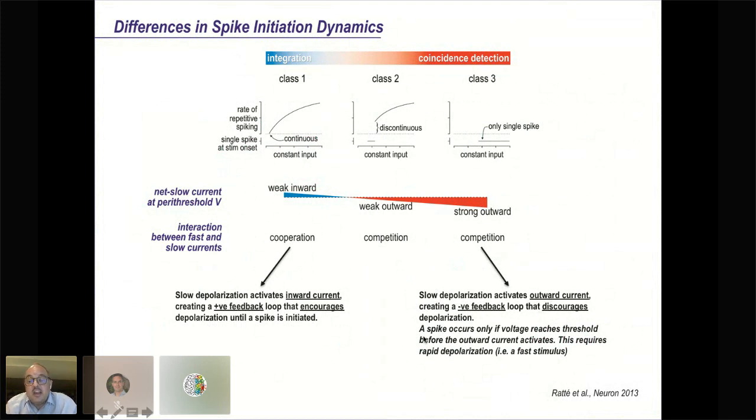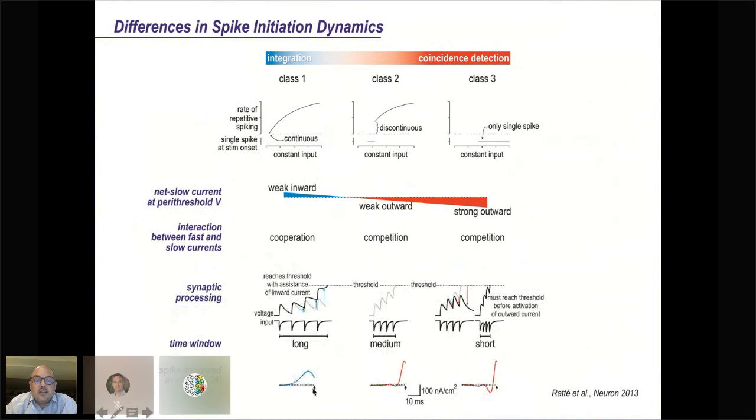So under those conditions, a spike occurs only if voltage threshold is reached before the outward current starts to activate strongly. Okay, and that means that you require rapid depolarization or a fast stimulus to reach the voltage threshold before the negative feedback kicks in and stops you. Right, so that's what you're seeing here in terms of the integration, that the inward current will cooperate and sustain depolarization, thus allowing good temporal integration.